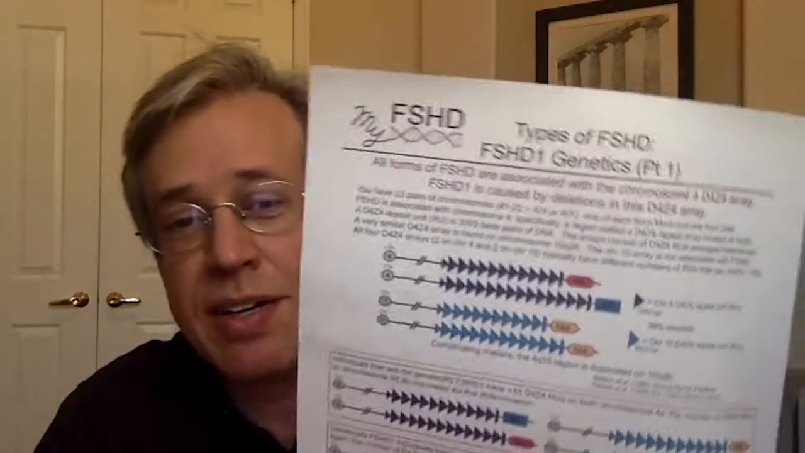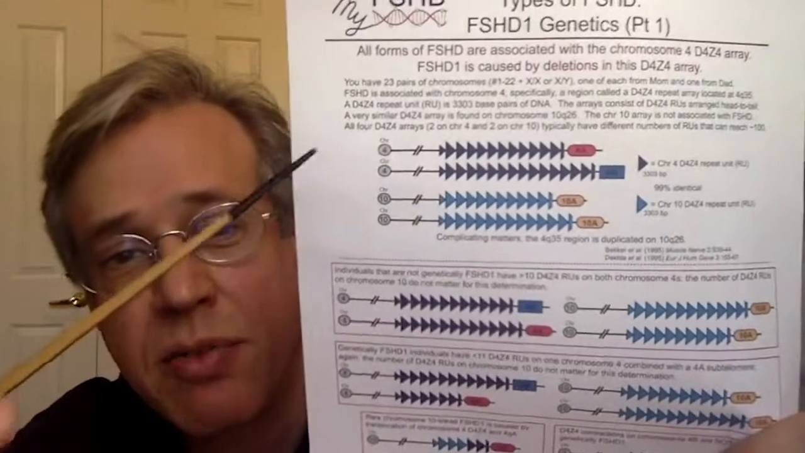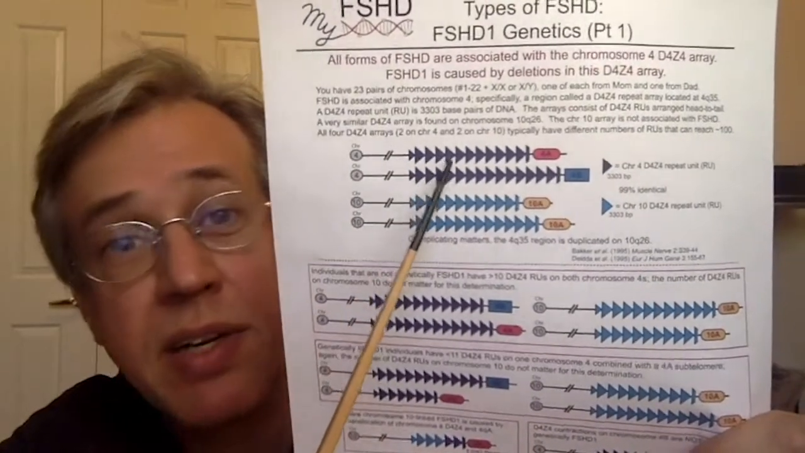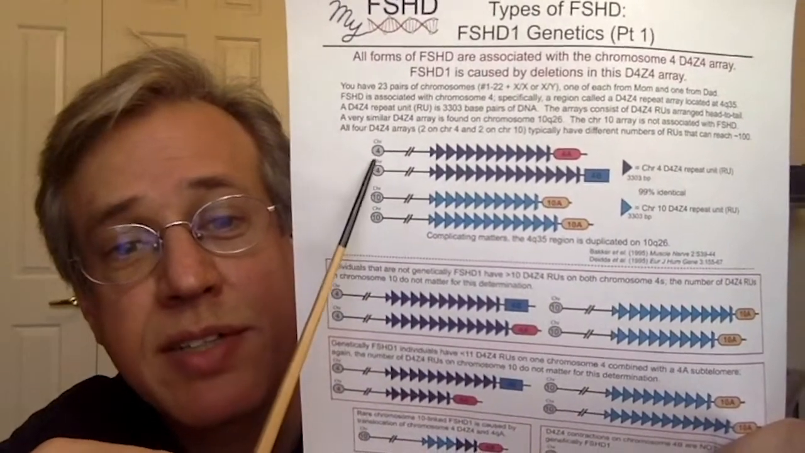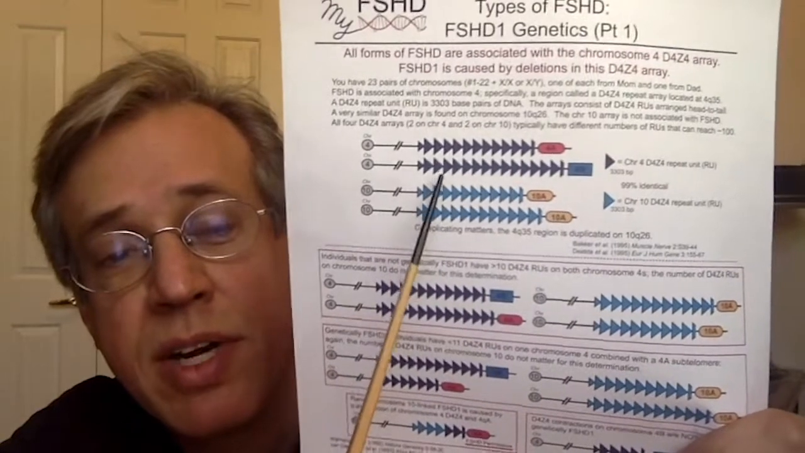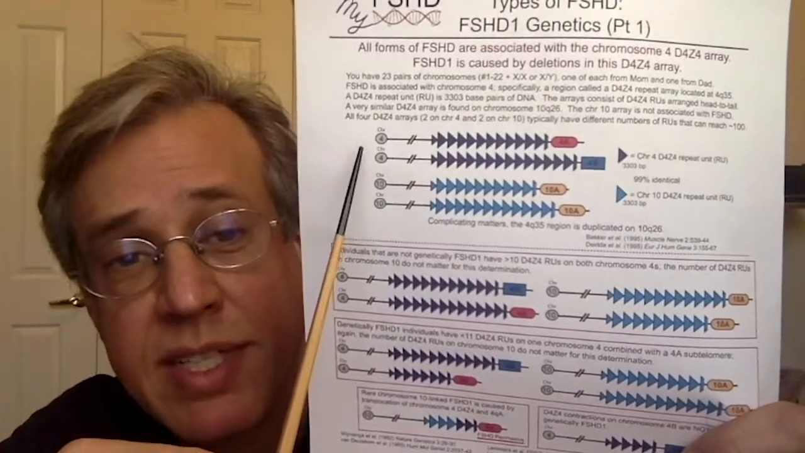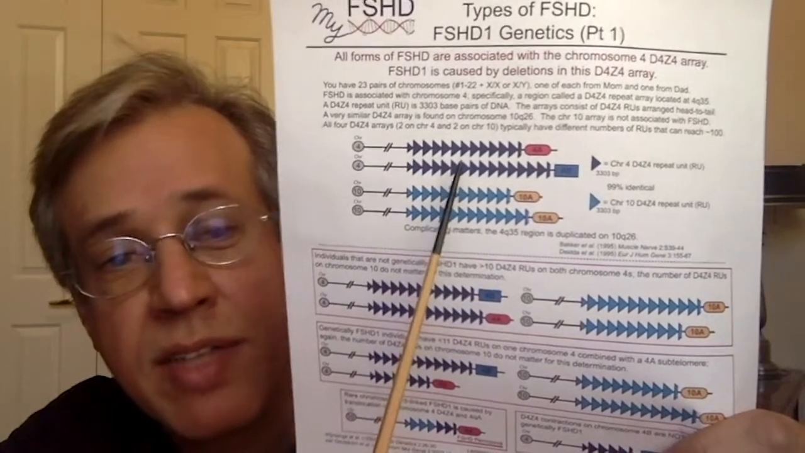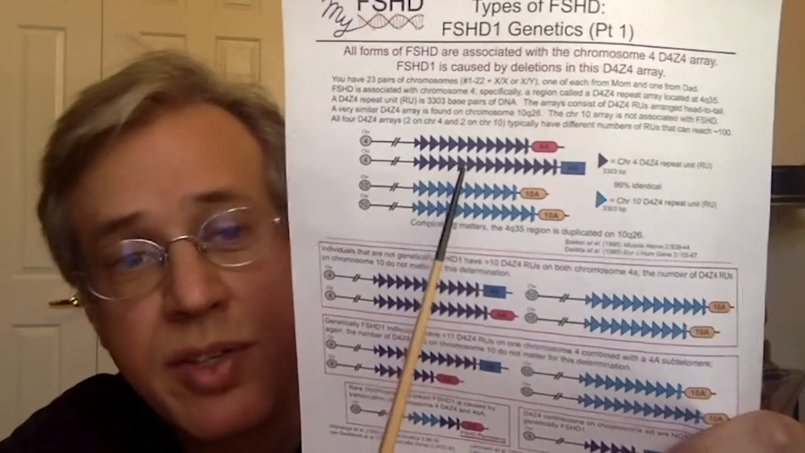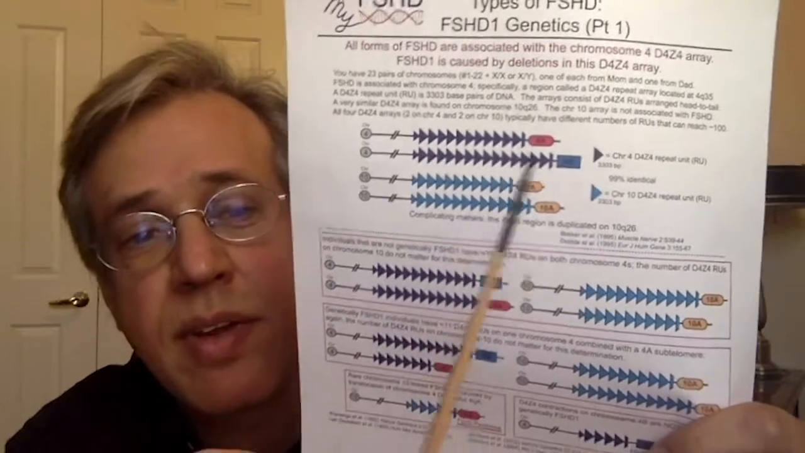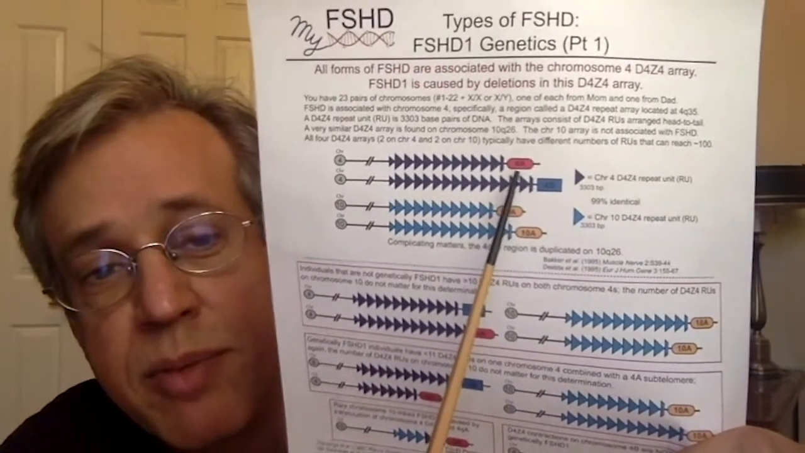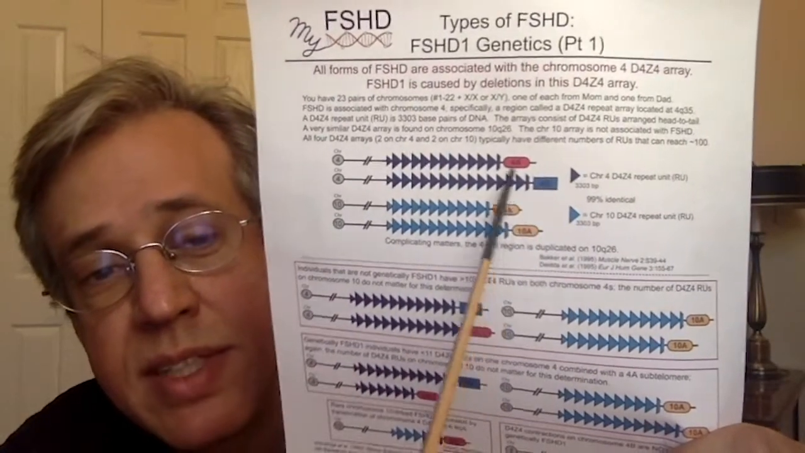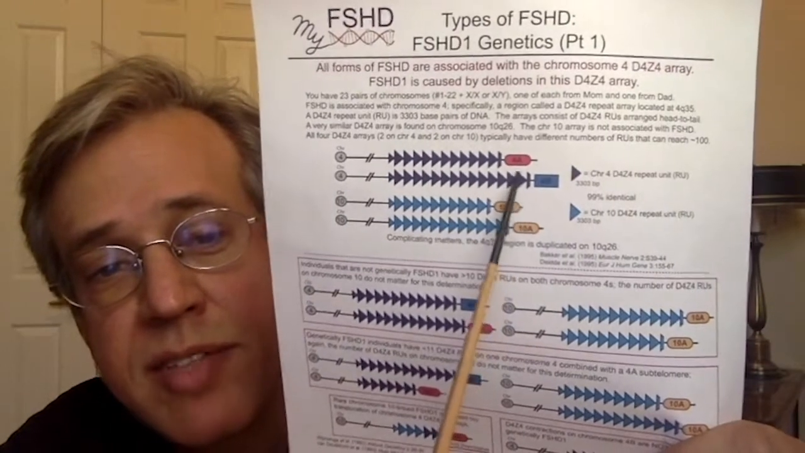So let's talk a little bit about FSHD genetics, because they're kind of complicated. Everyone's familiar with the D4Z4 repeat array on chromosome 4. You have two chromosome 4s, so you have two repeat arrays, and for people without FSHD, these repeats are arrayed in 11 to up to 120 repeat units. And distal to the array, you can either be permissive or non-permissive in the distal subtelomere for FSHD.